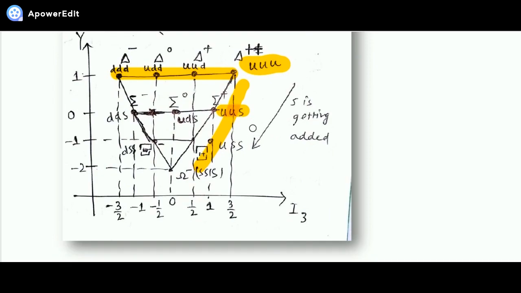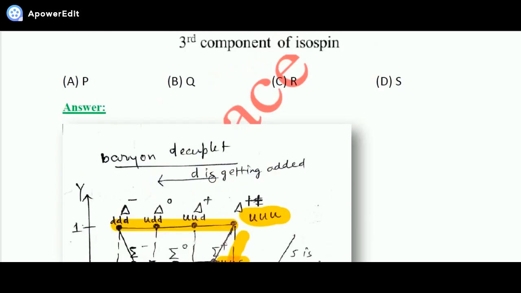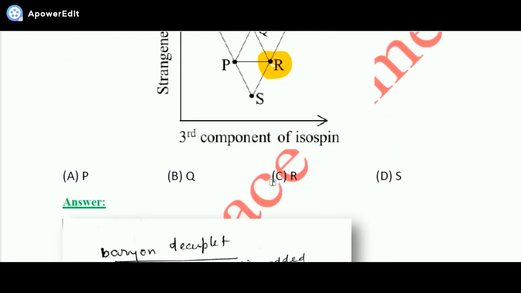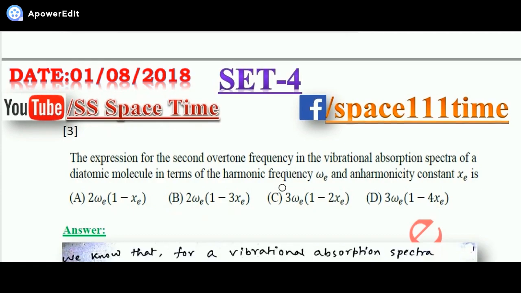As you keep on going down, s is increasing, and this will make the charge 0, because u means plus 2/3, s is minus 1/3, and the other s is minus 1/3. So plus 2/3 minus 1/3 minus 1/3 makes it 0. So charge is 0. So this is the position of cascade 0, and it is at R. So the correct option is R, which means option C. Option C is the correct option. Let's move on to the third question.